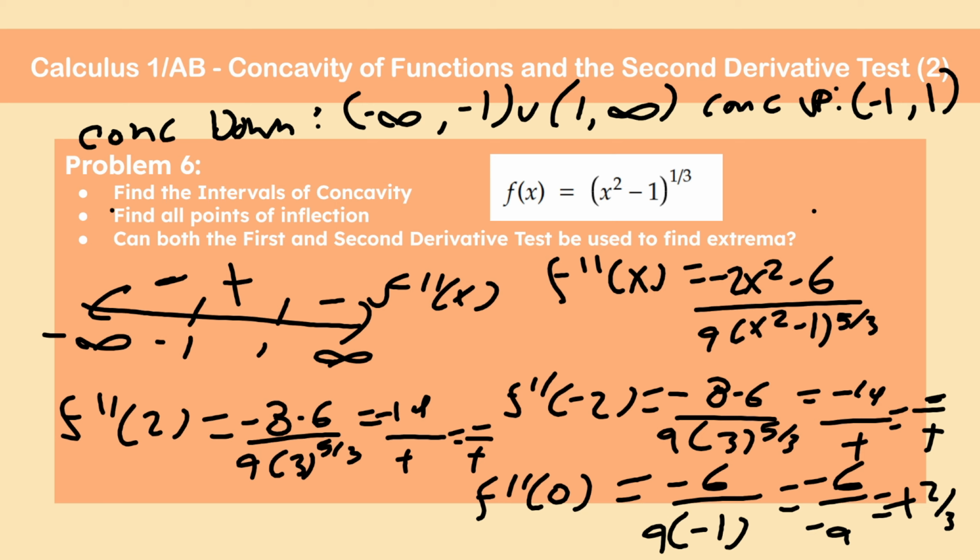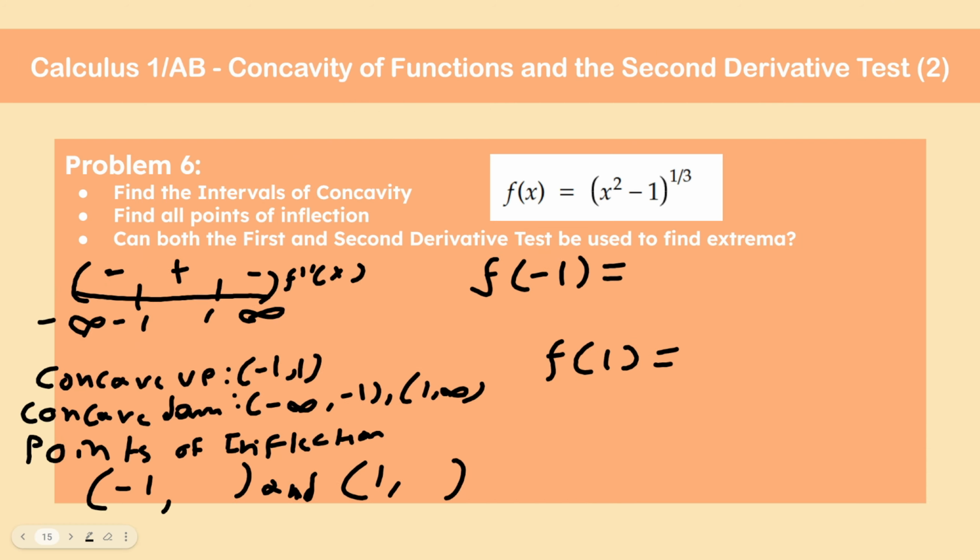And we can find that there exist points of inflection because the second derivative switches from negative to positive at negative 1 and from positive to negative at 1. So we have 2 points of inflection at negative 1, f of negative 1, and at positive 1, f of 1. I'm going to write this a bit neater.